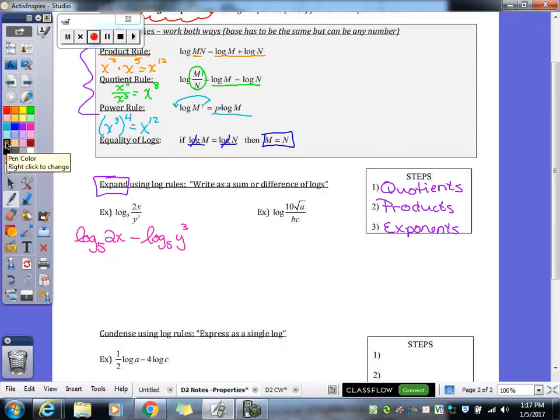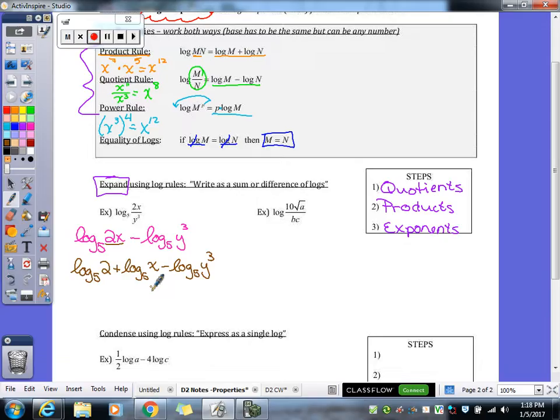So the next thing we look for, do we have any products, anything being multiplied? Yes. We don't say it, but we have 2 times x there. We just say it as 2x, but really we're doing 2 times the x. So we need to separate those by adding them. So log base 5 of 2 plus log base 5 of x, and still minus your log base 5 of y to the 3rd.